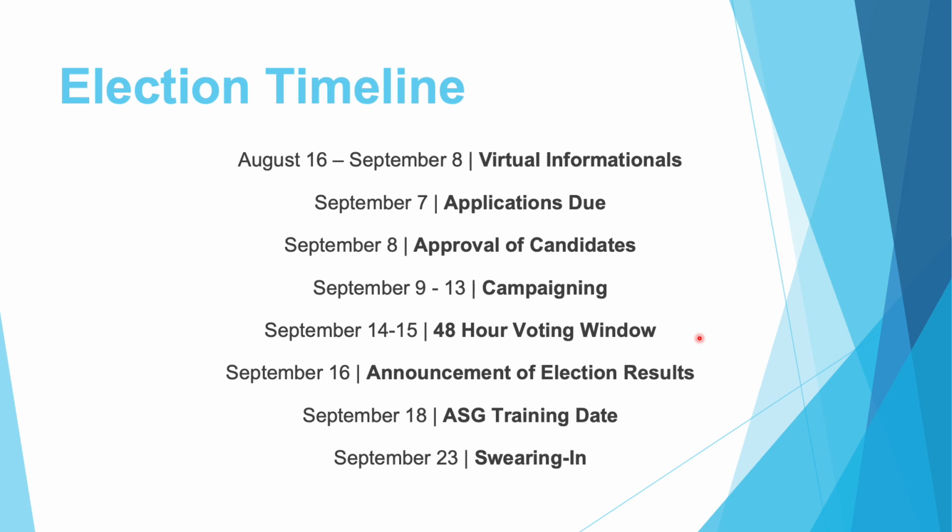The election results will then be announced on September 16th. And then the newly elected will attend a mandatory ASG training on September 18th. Following the training, they will be sworn in at Senate on September 23rd as official senators.